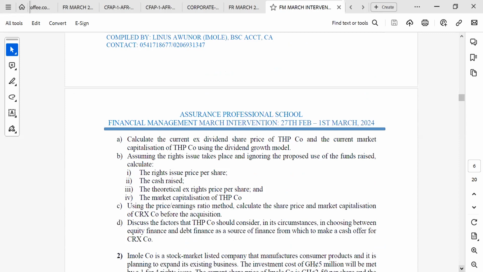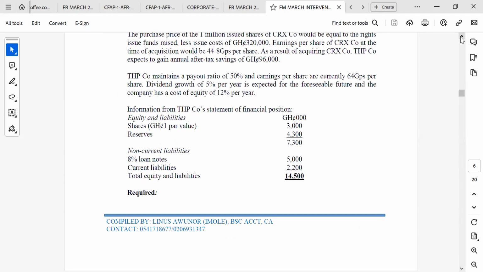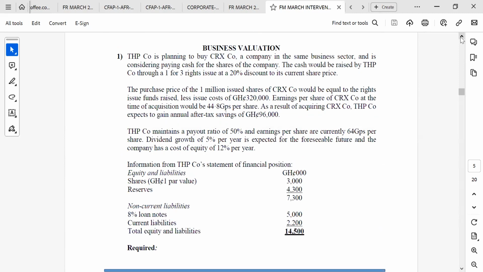Assuming the rights issue takes place and ignoring the proposed use of the funds, calculate the rights issue price. We have done that. What will be the cash raised? What will be the cash that we are raising? Cash raised from what? That's the understanding of what they are asking you to calculate. It will help you to answer the question. Where are we raising the cash from?